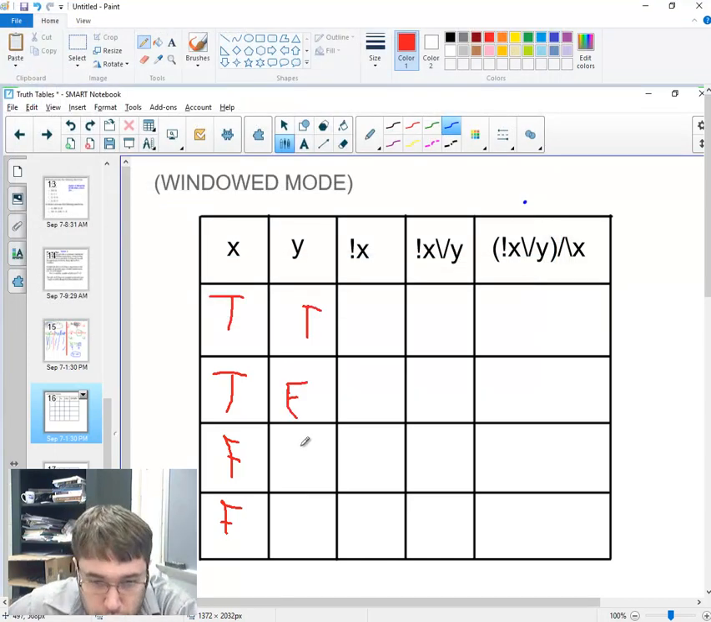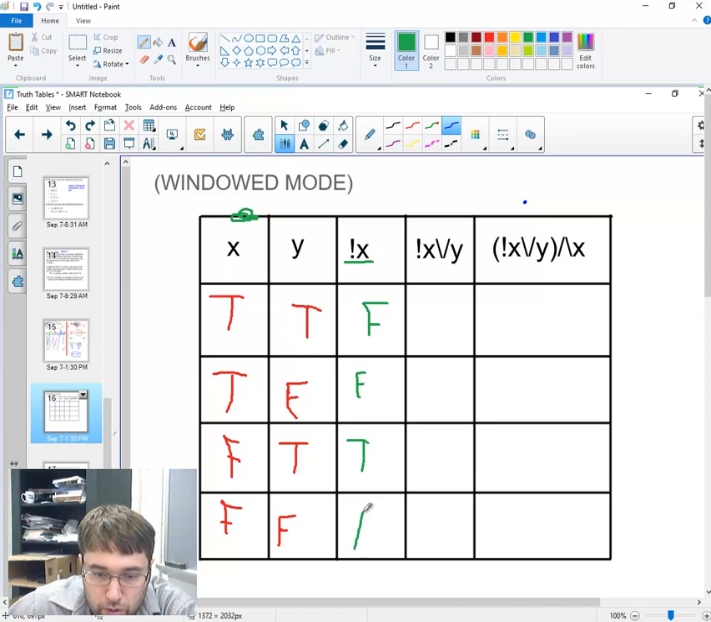True, false. True, false. And then we look at not x, which is from x, so I put a little dot above there. So I'm looking at this column, so I go false, false, true, true. Then I look at the next one, which is not x or y, which are these two right here. So you can either circle on top, or I like to put a dot on top. Or you can put your hand to block this completely.